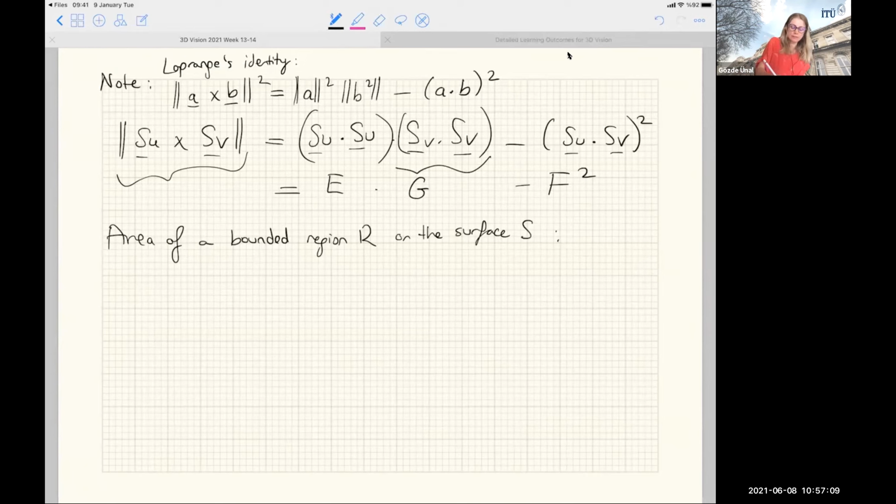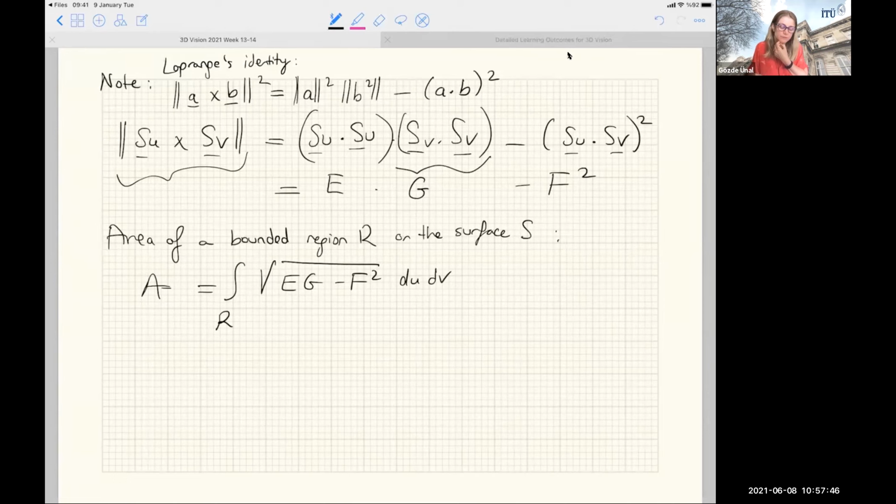So the area of a bounded region R on the surface S, we know how to calculate it. We just showed EG minus F squared. You see, the coefficients of the first fundamental form help us actually calculate the area. Okay, this is an important quantity, guys, that is used in differential geometry. This first fundamental form is important to study and know. So now at this point we can look at a few surface examples.